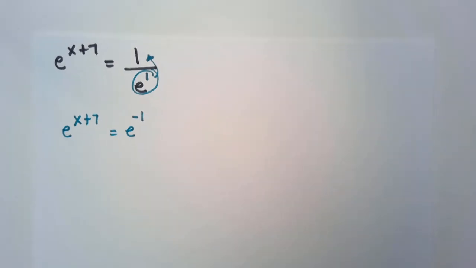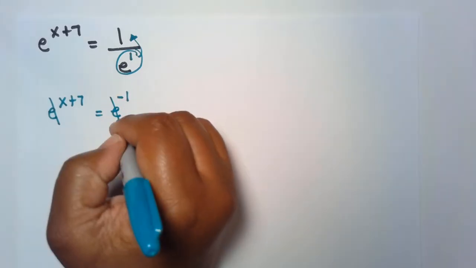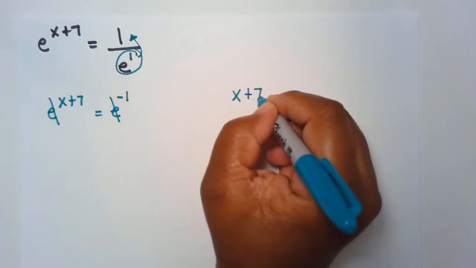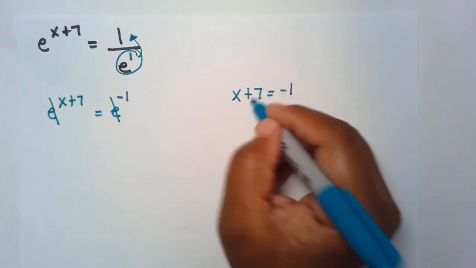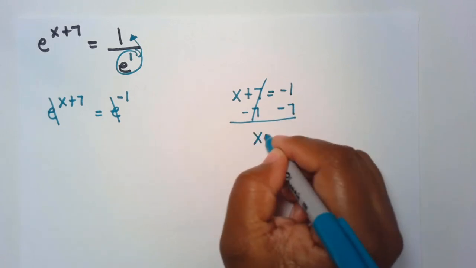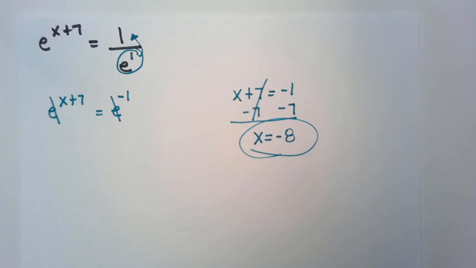Now, just because we have a base e doesn't mean we don't use that rule. We have the same base. Our focus is going to be on the power or the exponent. So x plus 7 is equal to negative 1. Subtract 7 from both sides, and we have x is equal to negative 8. There we go.